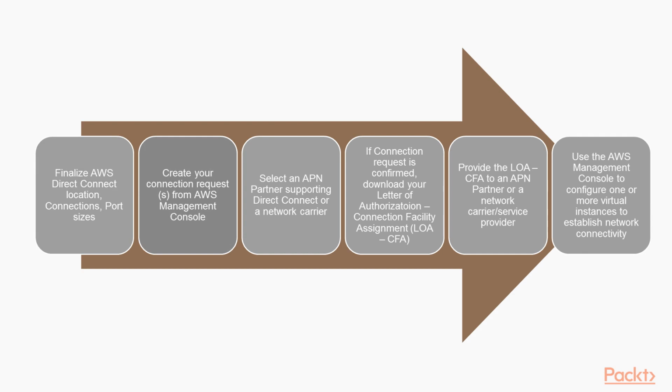Then create your connection requests from the AWS Management Console. After that, select an APN partner supporting Direct Connect or a network carrier. If the connection request is confirmed, download your Letter of Authorization and Connection Facility Assignment, LOA-CFA. Post that, we need to provide the LOA-CFA to an APN partner or a network carrier or service provider. Lastly, we will use the AWS Management Console to configure one or more virtual interfaces to establish network connectivity.